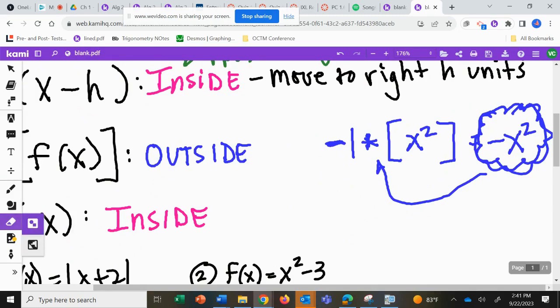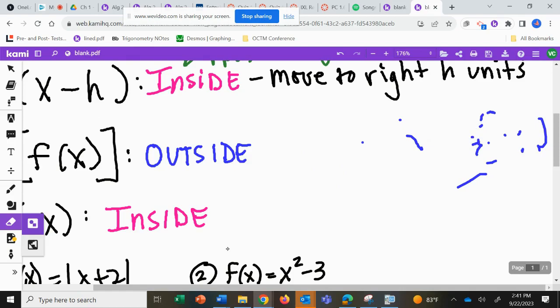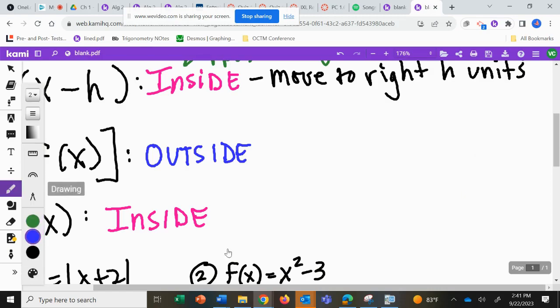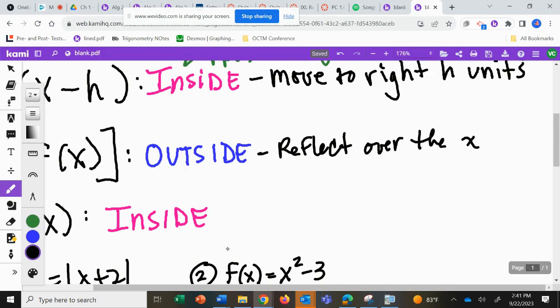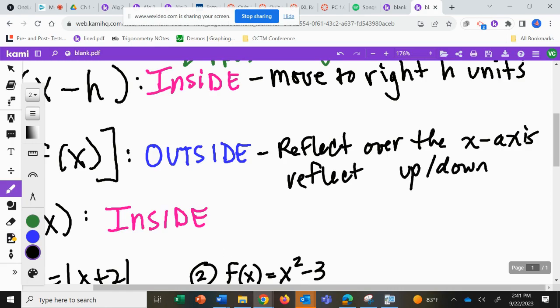Okay, so I'm erasing this work I had before because I need space to write. It's taking forever though. This is why my videos are so long, because I have to do that. All right, so we're going to reflect. We're reflecting over the x-axis, or maybe you said reflect up and down. Okay, something like that.